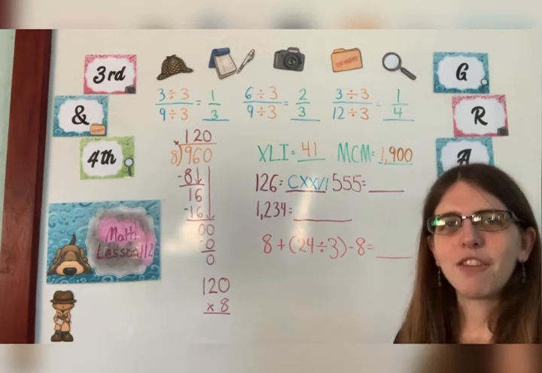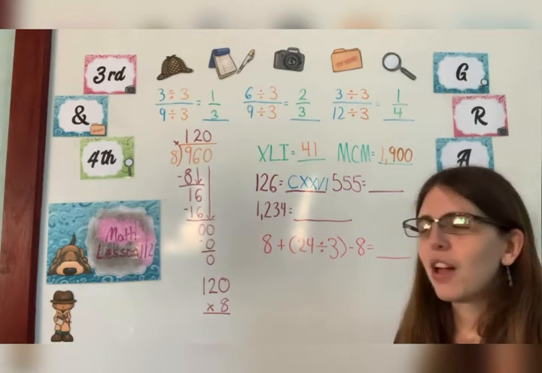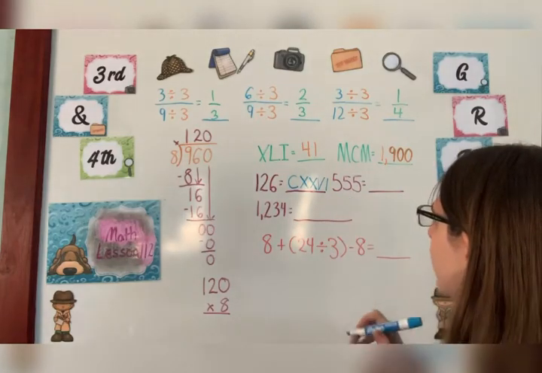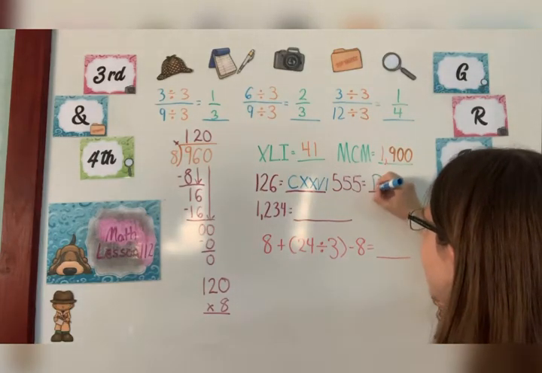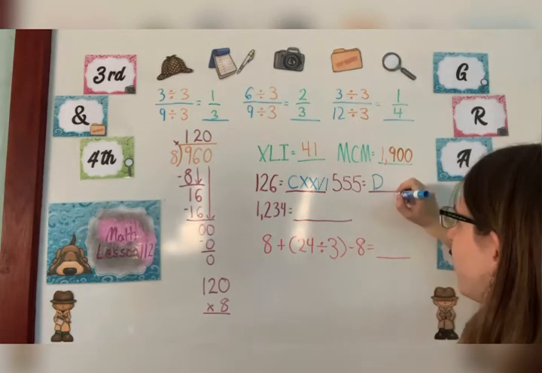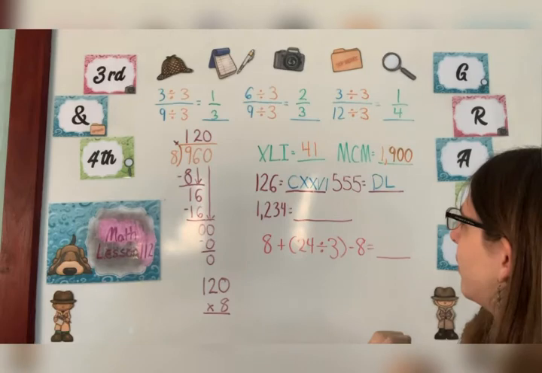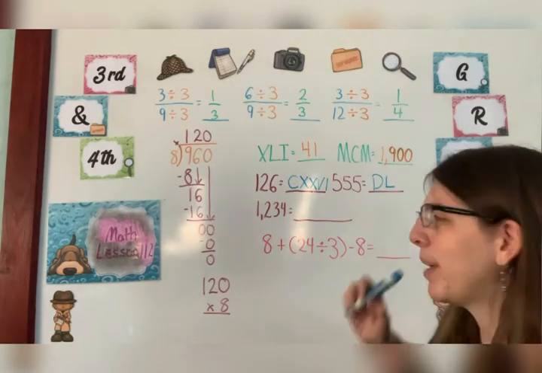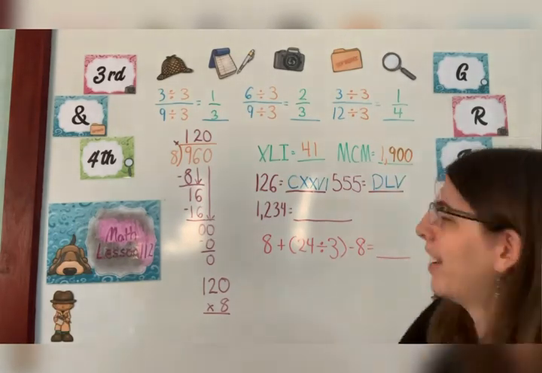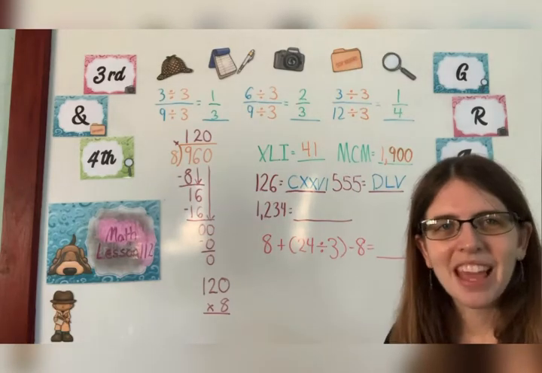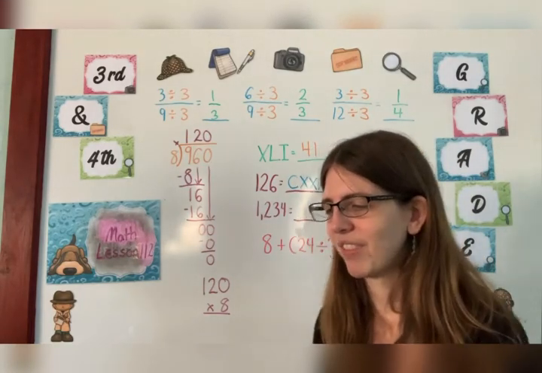All right, let's try this one, 555. Let's start with our first one, 500. Well, that's easy. We know that's D. How about 50? That's easy too. We know that's L. How about 5? Easy peasy once again. We know that's V. All done.